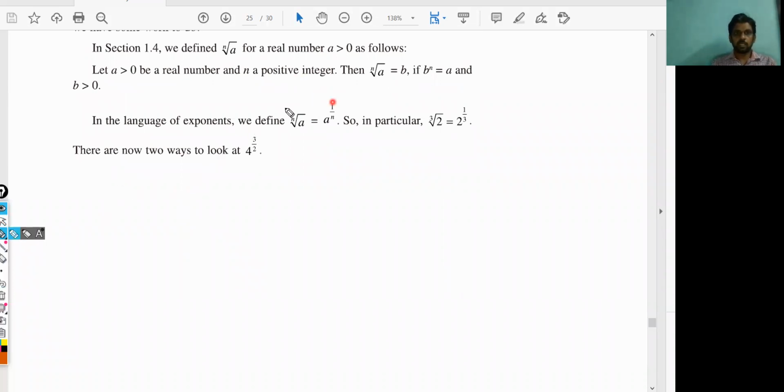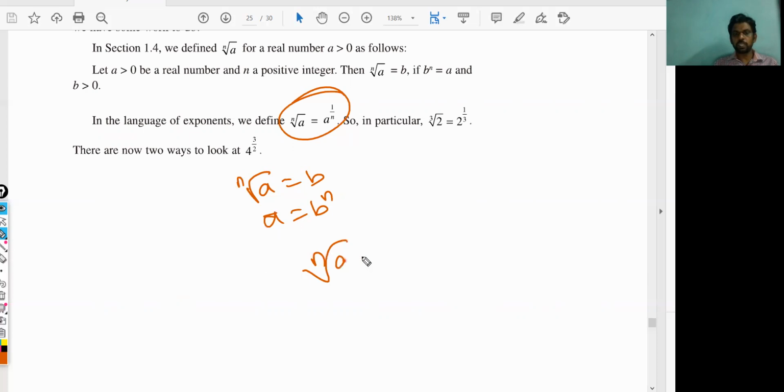And one more thing about the exponents. So nth root of a. We have already seen the square root of a is equal to b, so a will be equal to b power 2. Or nth root of a is equal to b, a is equal to b power n. Right? So here nth root of a can also be written as a power 1 by n. Right? So cube root of 2 can also be expressed as 2 power 1 by 3.